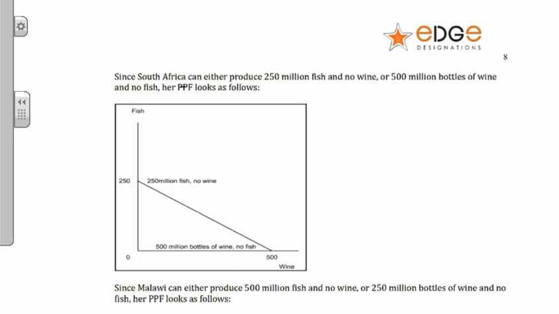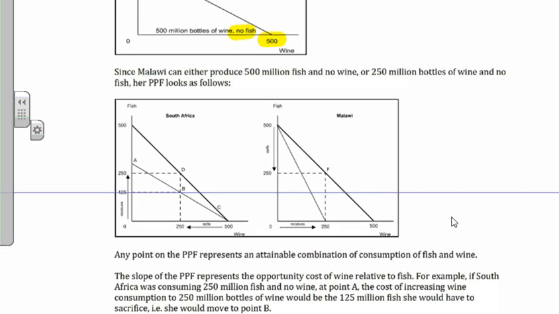South Africa's PPF looks as follows. 250 million fish, but remember, guys, if they're making 250 million fish, no wine, or they can make wine, no fish. They make wine, 500 million bottles of wine. Let's have a look at Malawi. Malawi can either produce 500 million fish, that's over there, but no wine, or 250 million bottles of wine and no fish. Now you can see that is Malawi's picture there. We're going to talk about why we've got another little picture there next to it.